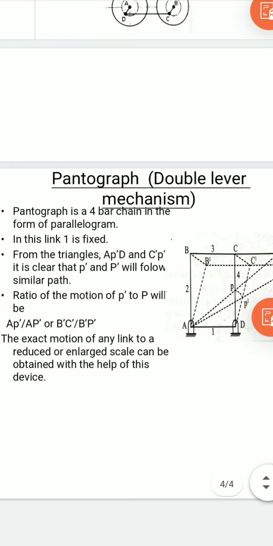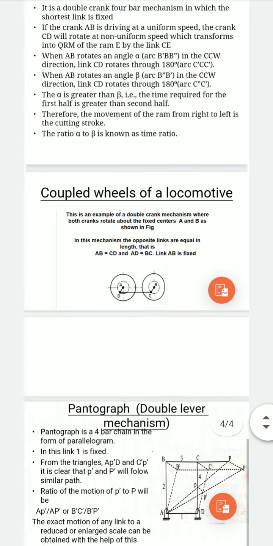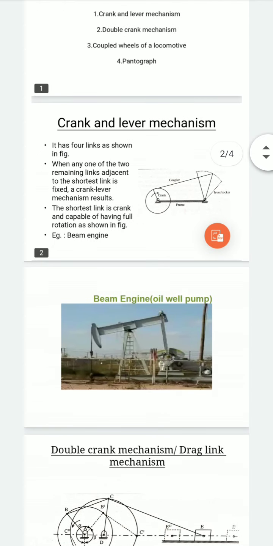The exact motion of any link to a reduced or enlarged scale can be obtained with the help of this device. So these are the examples of a 4-bar mechanism, or a 4-bar chain. One important thing is that whenever a mechanism is asked, you should practice the sketch, clearly write which link you are going to fix, and how the motion is transformed from one link to the other.